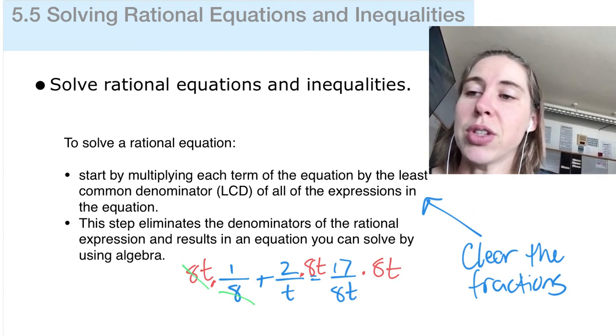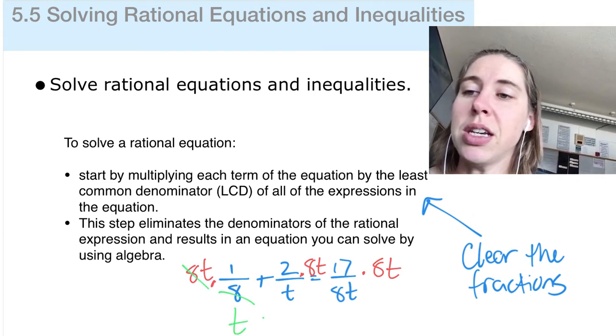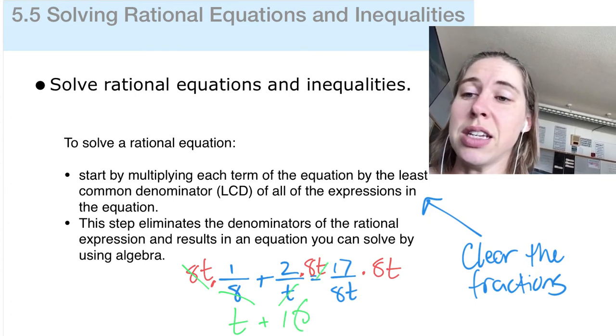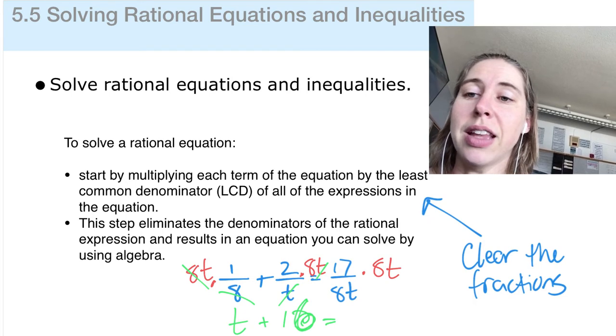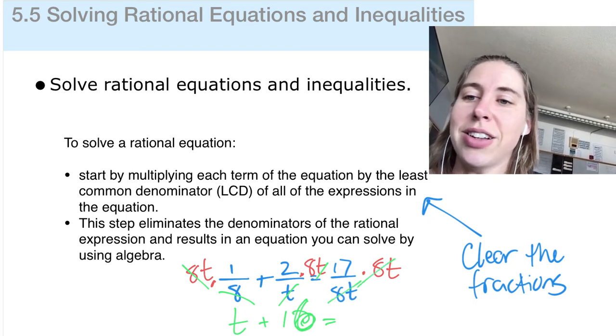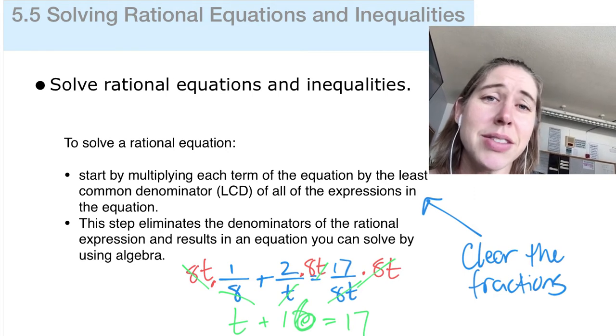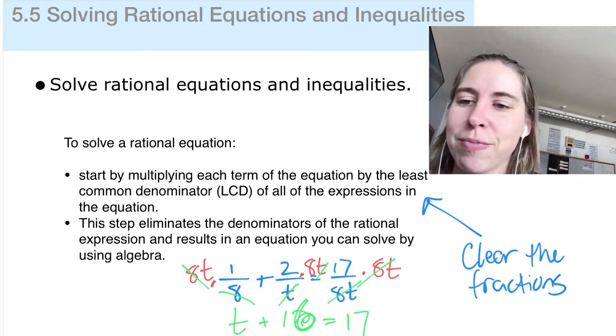In the first term, those 8's are gone, so I'm just left with t. In the second term, those t's are gone, so I'm going to be left with 16. And in the last term, the 8t's are gone, so I'm just left with 17. So I end up with this equation, t plus 16 equals 17, which is going to be easier to solve.